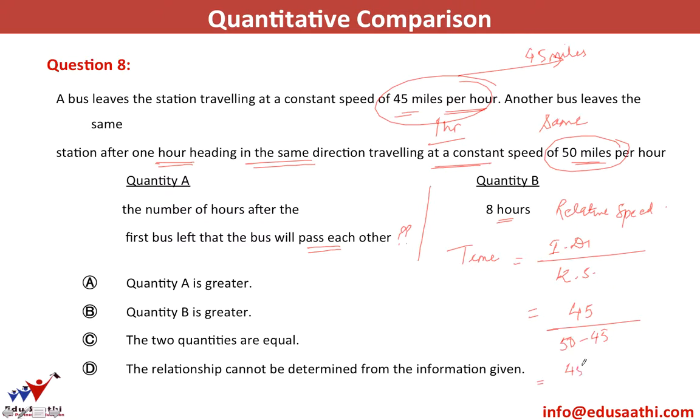So this will be 45 over 5, which comes out to be 9 hours. So this is 9 hours after the second bus starts that they meet up. From the beginning, it will be 10 hours because the first bus is moving alone for 1 hour. So my answer would be option number A. A is greater because quantity B, which is given to me, is 8 hours. Now these were some of the questions related to arithmetic.